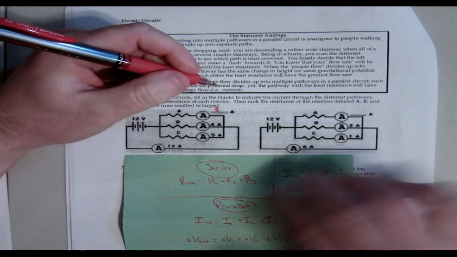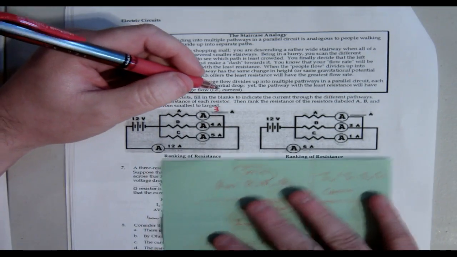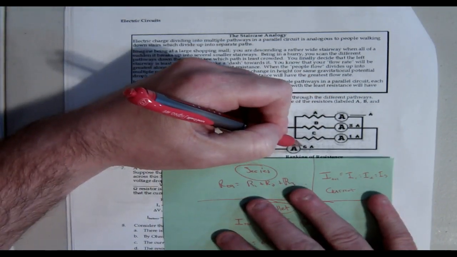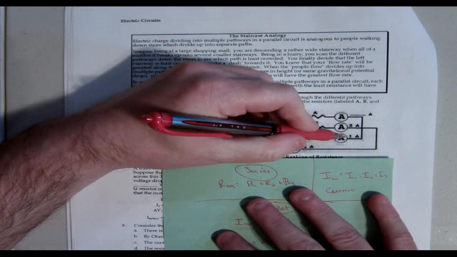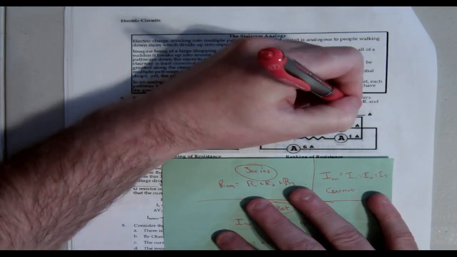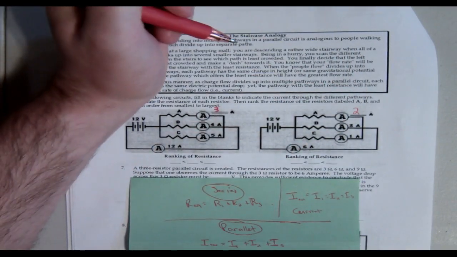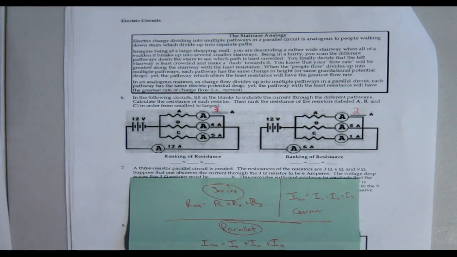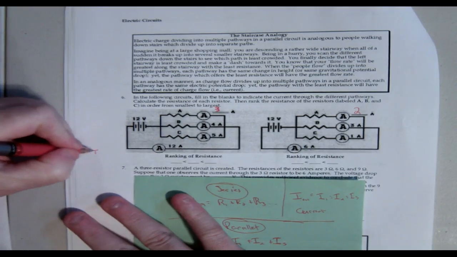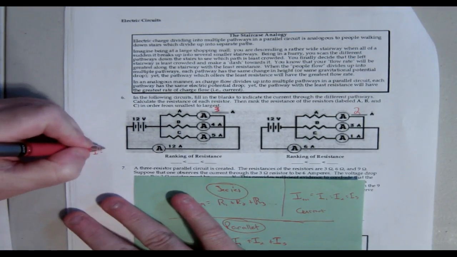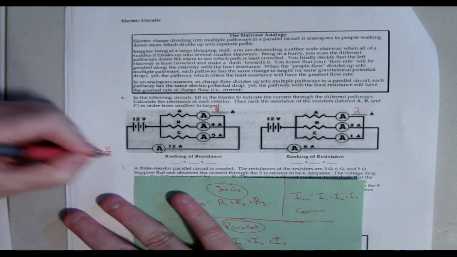So let's do this side before we move on. The total current is 6, which means 3 plus 1 is 4, so the current here should be 2. Now, ranking of resistance. So let's think about this, okay? Remember our formula. Current equals, what is it, voltage over resistance, right?